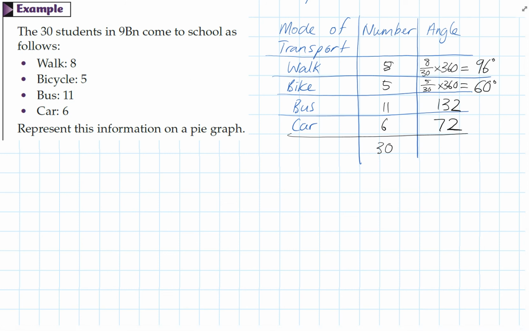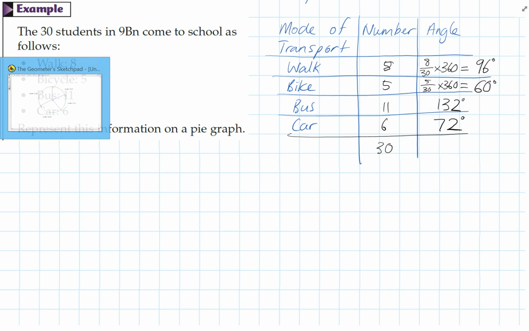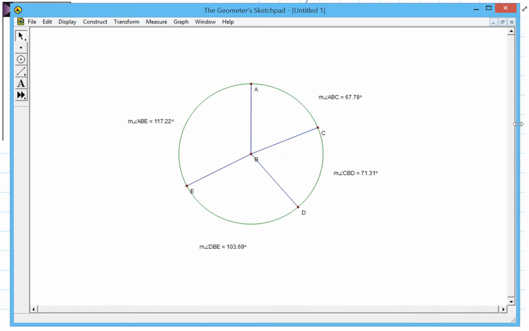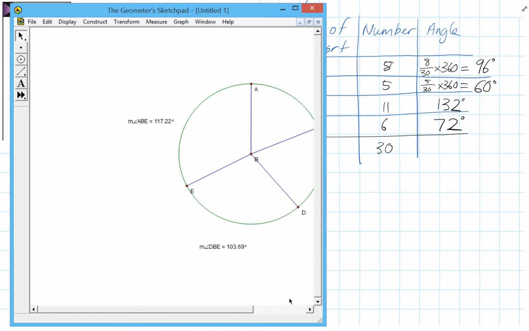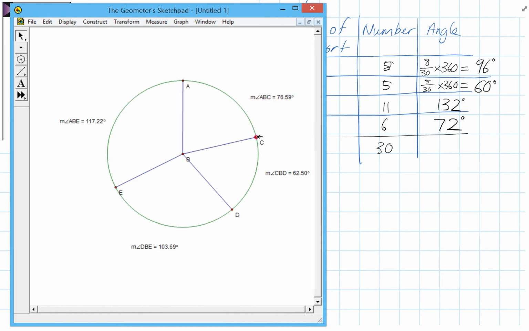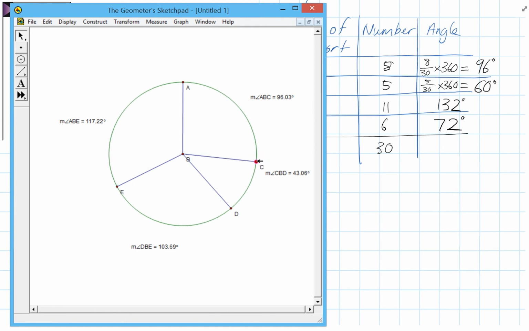Okay, for the next part, you would need a protractor with degree measurements on it. Now that's a little bit tricky for me on the computer, so I've prepared a circle where I can change the angles. So the first angle needs to be 96. So in fact what I'll do is I'll just shift this across so that we can see the angles there. So that's the angle that I'm measuring, and I want to make that 96. There we go. Okay, here's the next angle, and I need to make that 60.